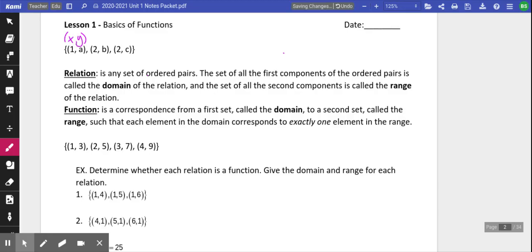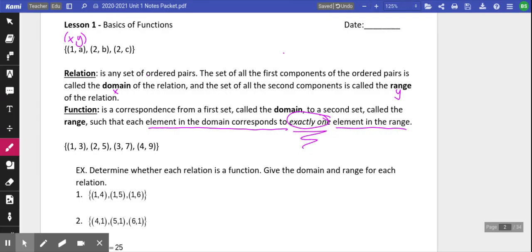And we call the first component of an ordered pair the domain. So our x values, right? And we call that second component our range, and that's all our possible y values. If we remember the big difference between a relation and a function, a function is almost the exact same idea, except that each element in the domain corresponds to exactly one element in the range. And that exactly one thing is the big piece here.